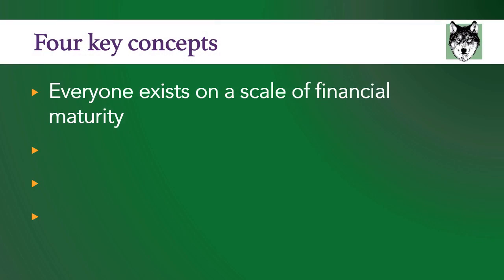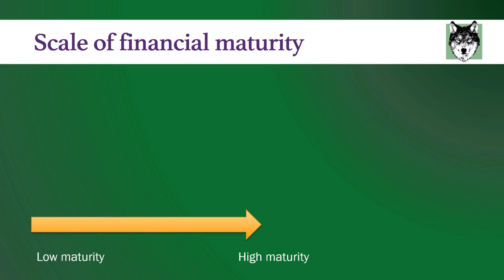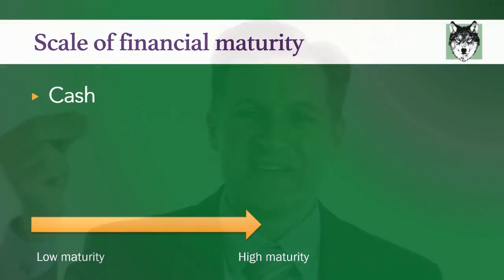So the first concept you need to understand is this. Everyone exists on a scale of financial maturity. So there's this scale from low financial maturity to high financial maturity, and everyone exists somewhere on this scale. Let's talk through this a little bit. If we start at the low end, the starting point when you're looking at somebody's finances is somebody who uses exclusively cash. So we're talking about physical cash here that you hold in your hand. This would be a business that uses physical cash to do all of their transactions. That's really the starting point when you're talking about financial maturity.